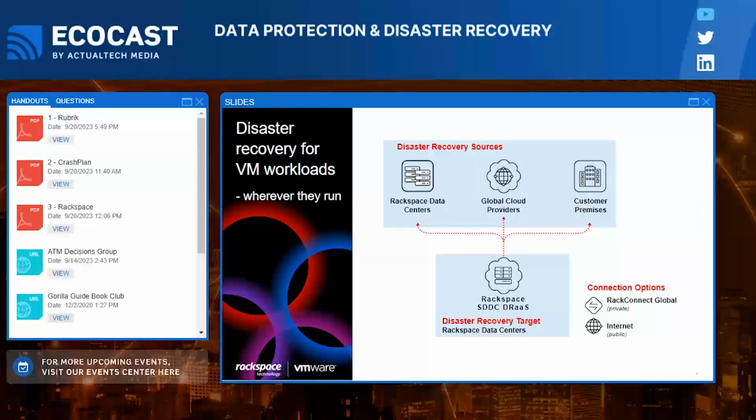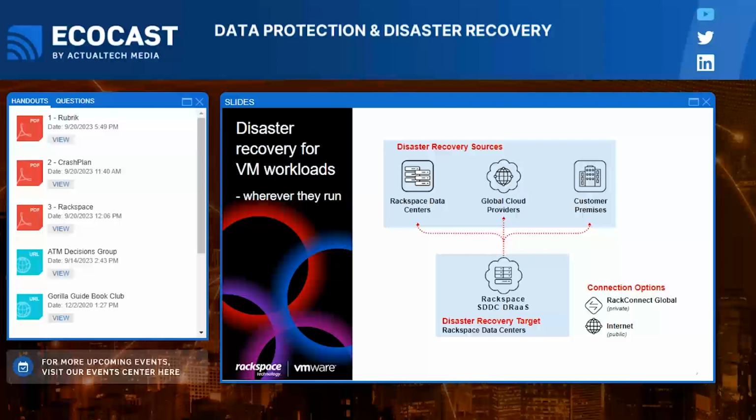And we have two connectivity options. We can connect the sources to the targets in our data centers through a VPN over the public internet, or you can leverage our proprietary private global backbone, Rack Connect Global. So it all depends on your vigilance and the level of investment you're looking to make and what delivers on your preference, internal compliance, industry compliance, regulatory compliance.